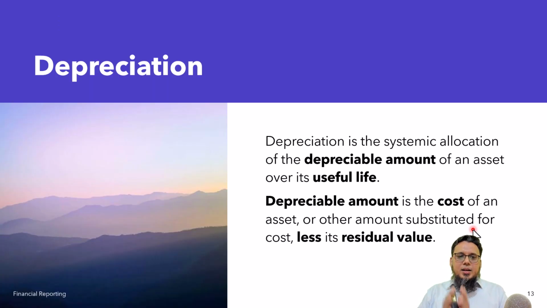Now, let's move towards depreciation. What is depreciation? This might be a repeated concept to you guys, but focus on key concepts related to depreciation. Depreciation is the systematic allocation of the depreciable amount of an asset over its useful life. So two concepts: depreciable amount and useful life. Depreciable amount is the cost of an asset, that was the first thing that you recorded, or other amount substituted for cost, less its residual value.